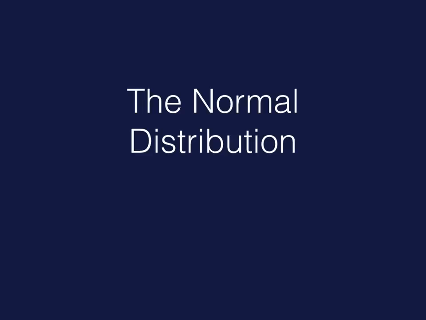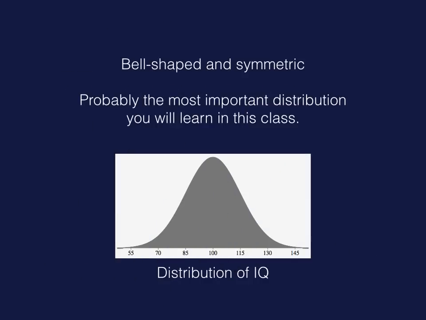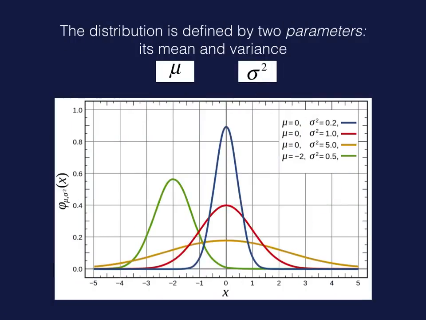Hi, and this video is the normal distribution, which is a really, really, really, really important distribution. It's your classic bell-shaped, symmetric distribution. This is an example. IQ is normally distributed with a mean of 100. So the mean and variance are the two parameters that define where it is and what it looks like.